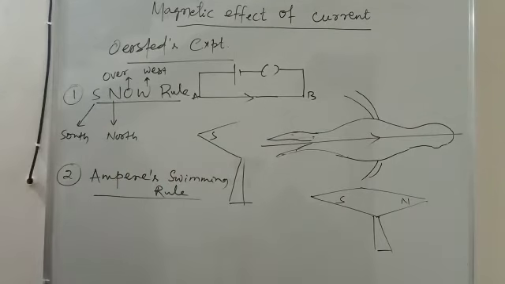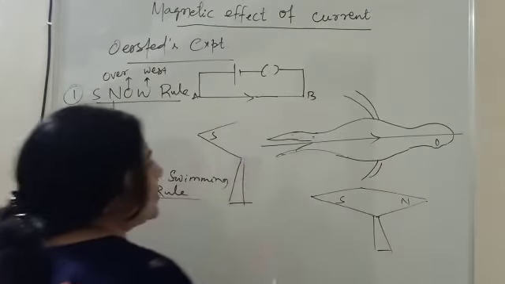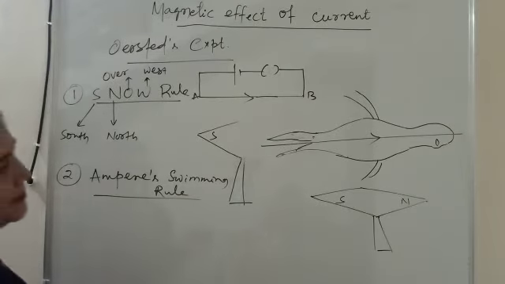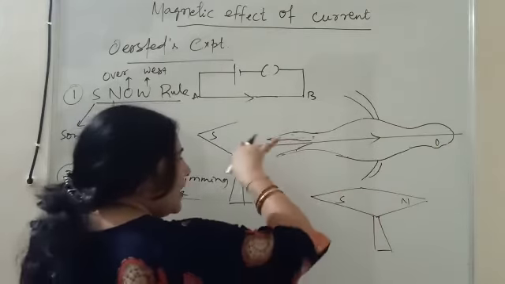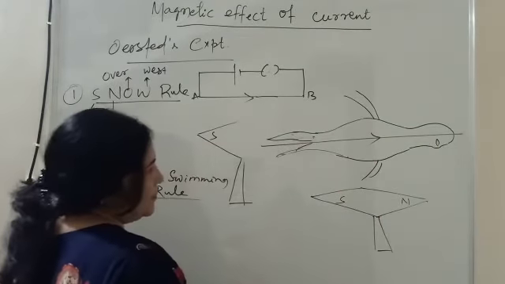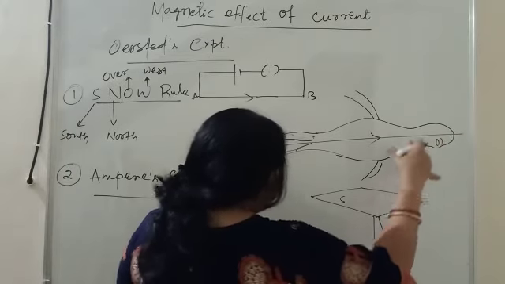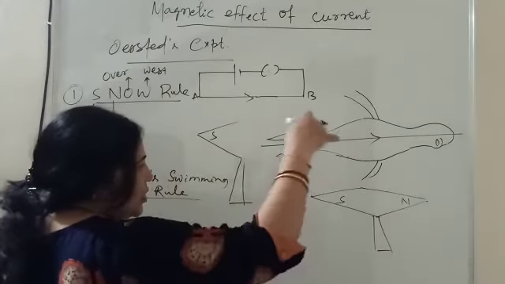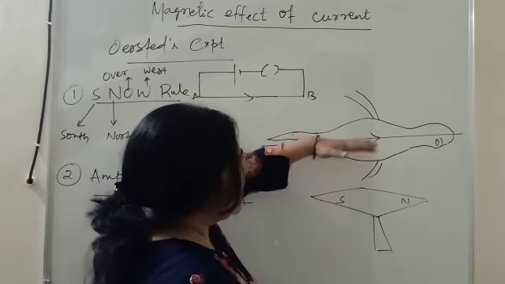The statement of this swimming rule is: suppose you are swimming in the direction of the current. You can see that you are swimming this way, which is the direction of the current flow, and you are swimming in the same direction. And your face is towards the needle. So while you are swimming, the needle is like this, which means you are above the needle.